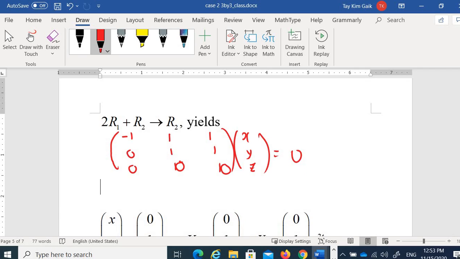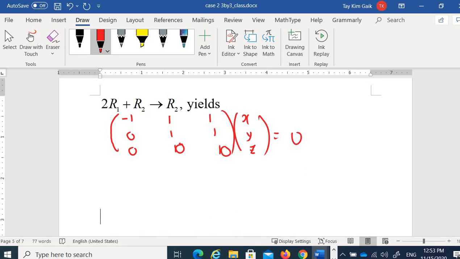So you have this one. From the first equation you have negative x plus y plus z equal to 0. From the second equation, this is y plus z equal to 0. So this is your equation 1, this is equation 2.